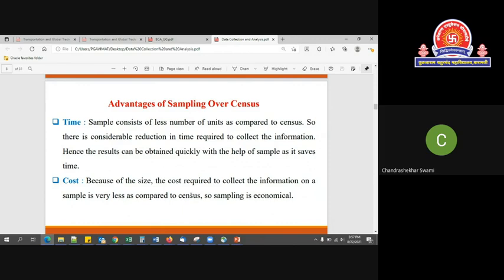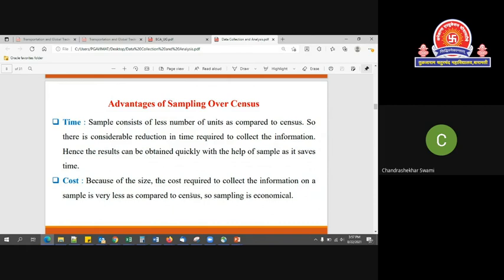And when a small group of elements of a population is collected, such a group is called a sample, and the procedure of drawing this sample is called sampling. While studying the population by using the census method, there are many disadvantages or limitations, and there are many advantages of using the sampling method over the census method. Suppose I want to test the blood of a particular person.